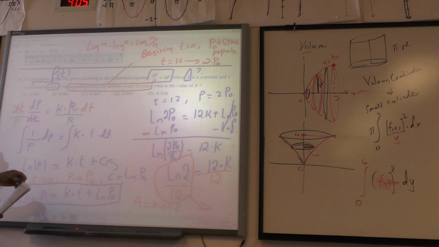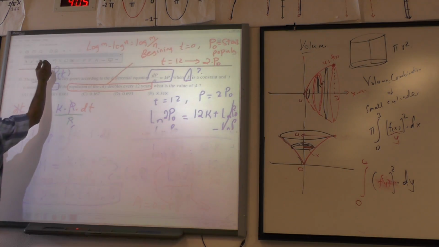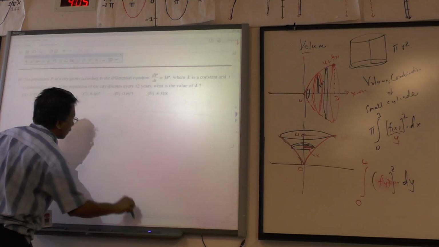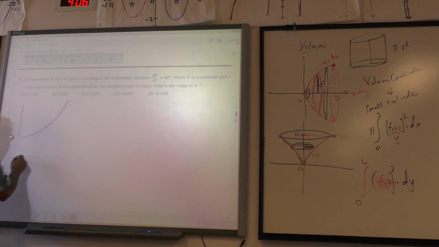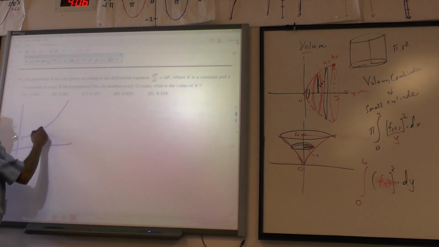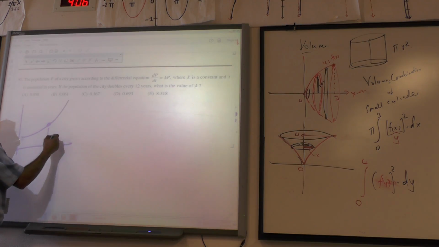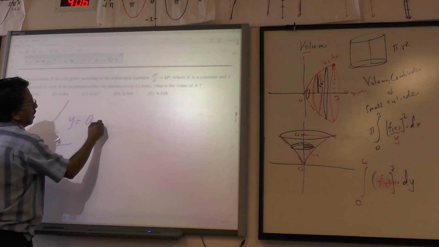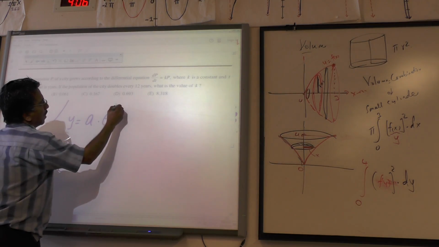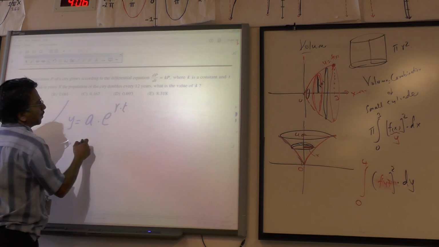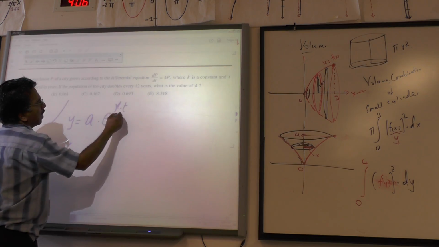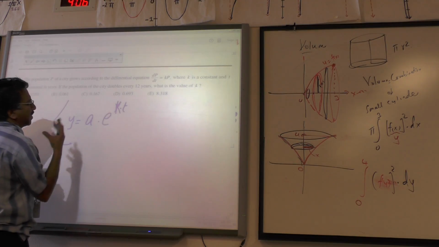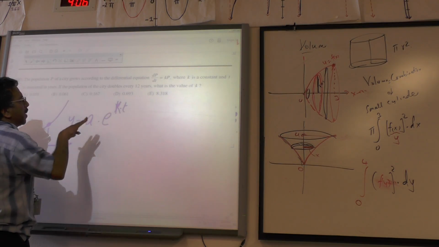There is also a shortcut for this. If you remember your algebra 2, there is a shortcut where, if anything grows like this, if a population grows, bacteria grows, at any point at time t, you can always find y is equal to the initial amount a times e raised to rt. Now here, instead of r, I can take it as k. So that's like a constant.